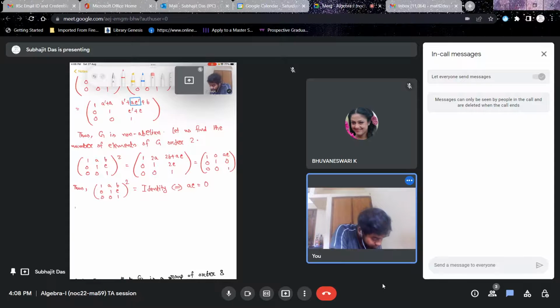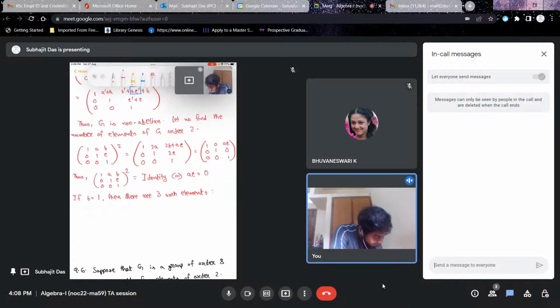So if B is equal to 1, then there are 3 options, 3 such elements. Namely, the cases A equal to 0, C is equal to 0, or A is equal to 1, C is equal to 0, or A is equal to 0 and C is equal to 1, right? These are your 3 such elements.